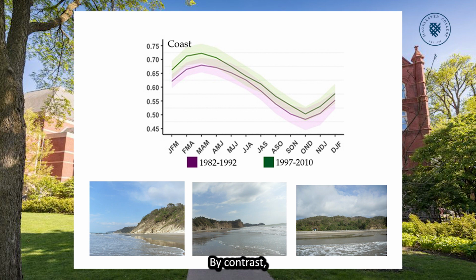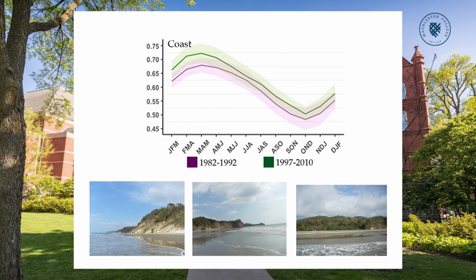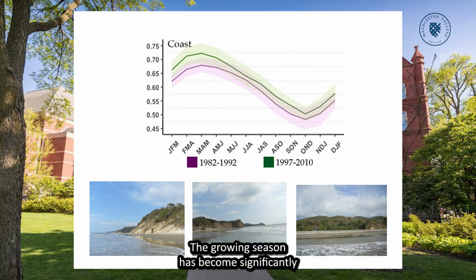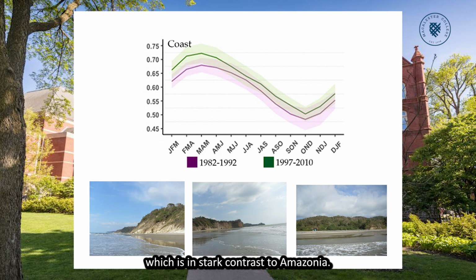By contrast, the coast region showed no clear seasonal shift in the study. The growing season has become significantly greener, a lot more intense, but it still happens at the same time of year. And this is actually during the period of the most rainfall, which is in stark contrast to Amazonia.